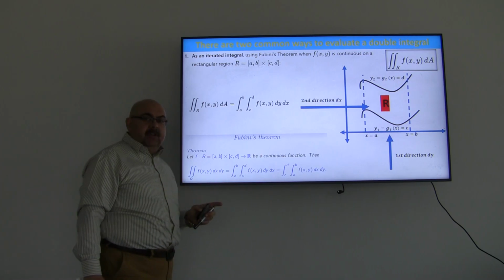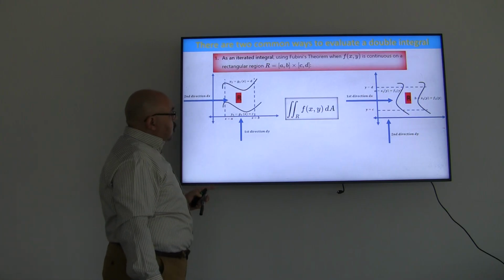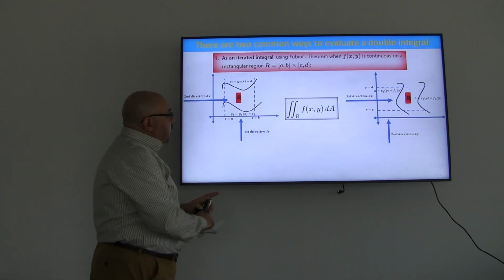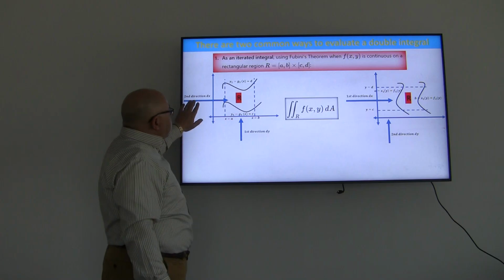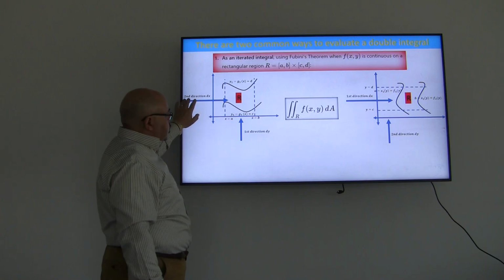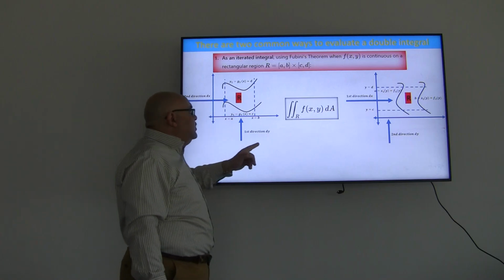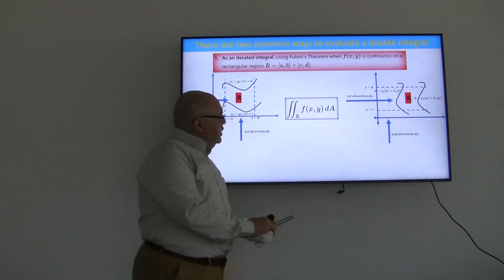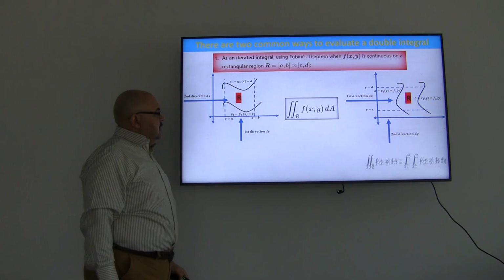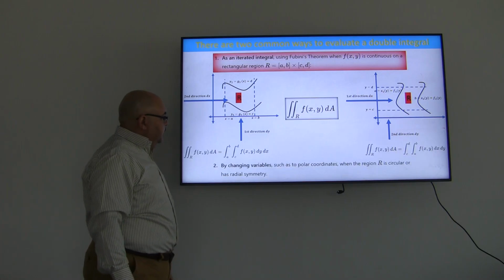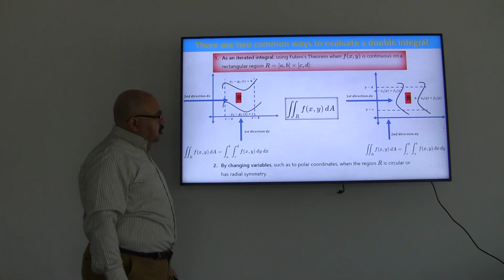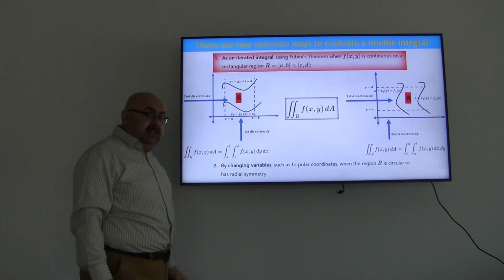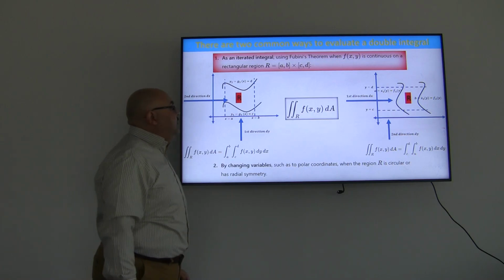That's what the Fubini method states. Tomorrow we will see problems on this. This is for the first direction, second direction, and that's if I replace them, dx first, then dy. Here is dy dx in the first integration. Also, I will need, as you will see, to move between them.